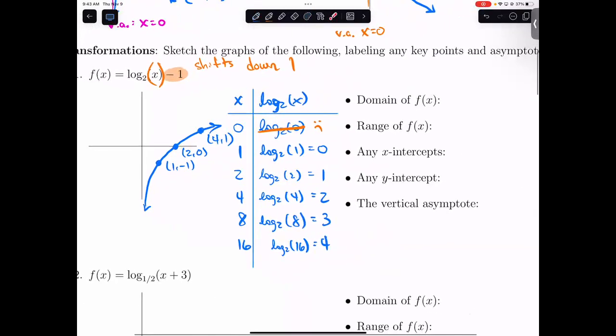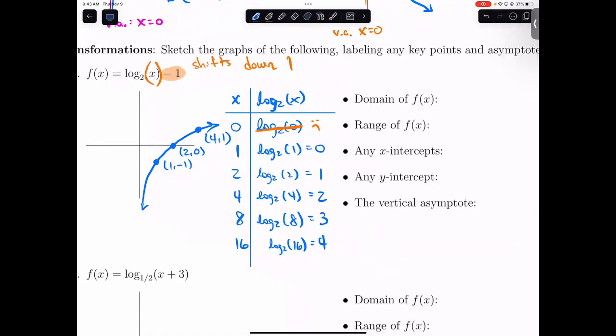Does that affect the domain? No. So what is it? 0 to infinity. In the range? It was everything. You moved it down, but still everything. X-intercept? 2, 0. Y-intercept? No. Vertical asymptote? X equals 0.